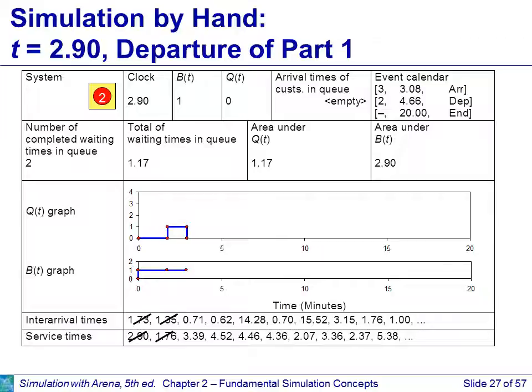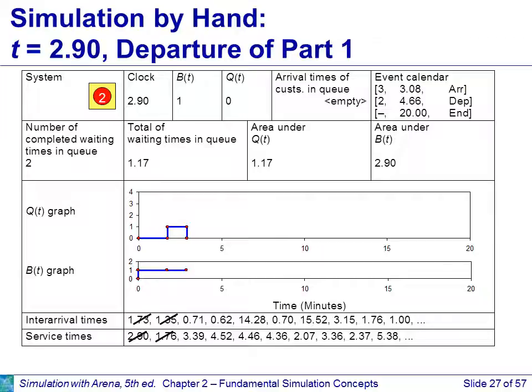But the QT changed because now we don't have any parts waiting in the system. And so you can see this drop on the QT graph. And also we can add additional events to the calendar. So you can see 4.66 is our scheduled departure for part 2, which is below the arrival of part 3. And we also notice that the number of completed waiting times in queue is now 2.